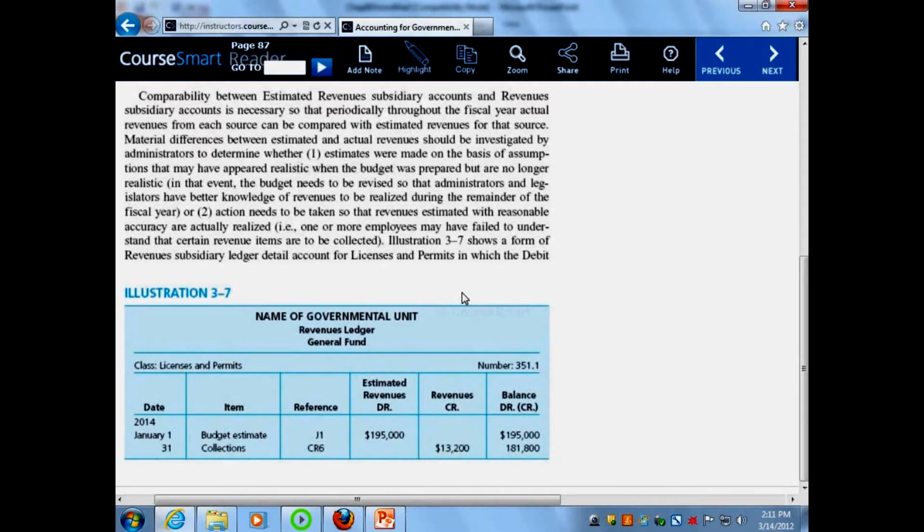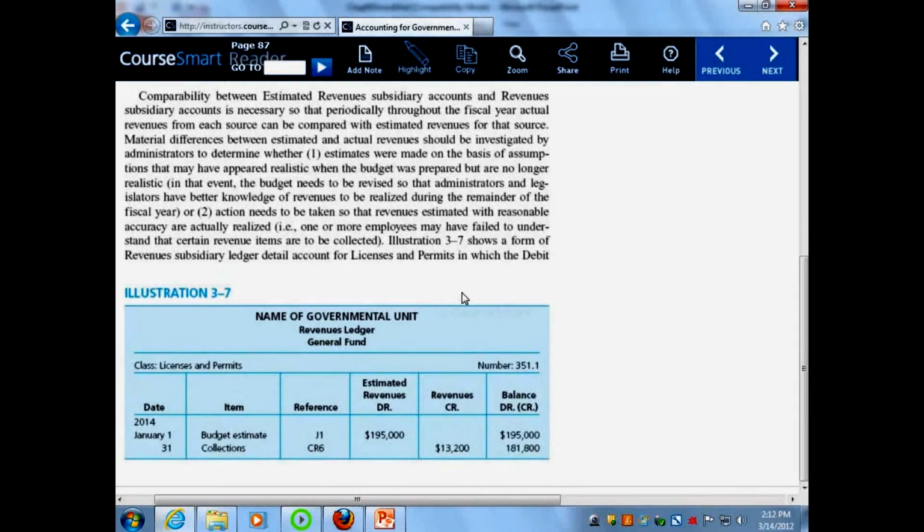Why? Because this tells you almost how much more you have to still receive. So as of the end of January, how much more did you need in money to balance your budget? $181,000. So what this format allows you to do is to see how you're doing as you're going along, whether you're meeting your revenue targets and your expenditure targets. That's the reason why we do it.